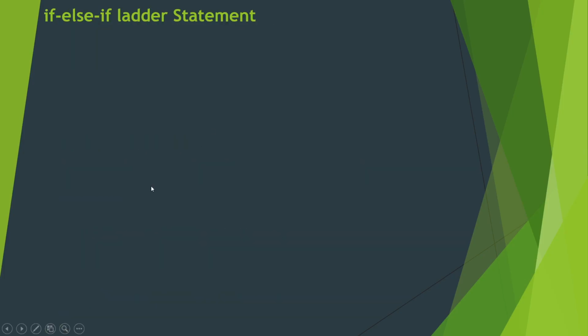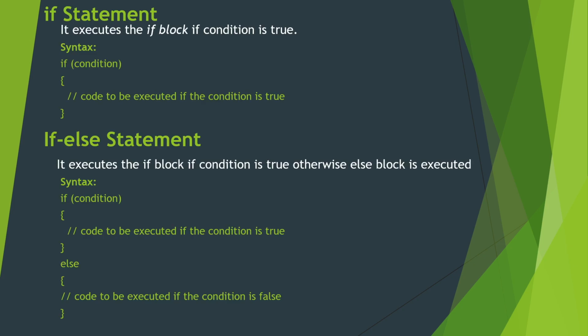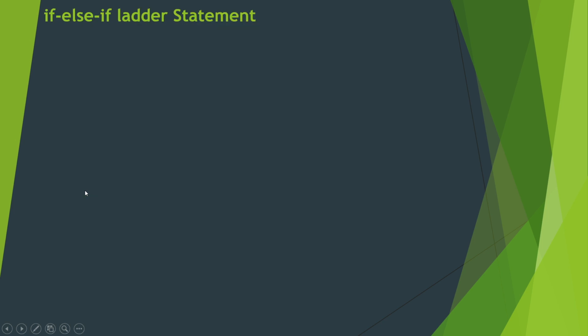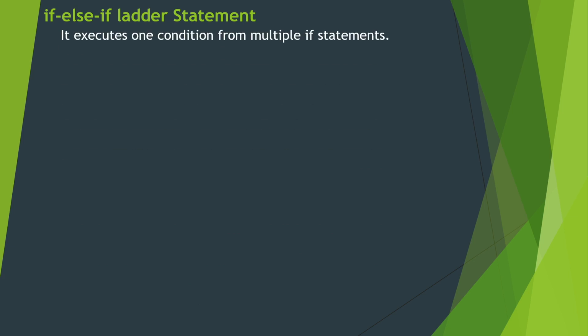Let's go ahead and check what the if else if ladder is. As I said, in the previous examples, the if statement and the if else statement, we give only one if condition. But in the if else if ladder statement, we can give multiple ifs. So it has more than one condition, correct? It executes one condition from multiple if statements.